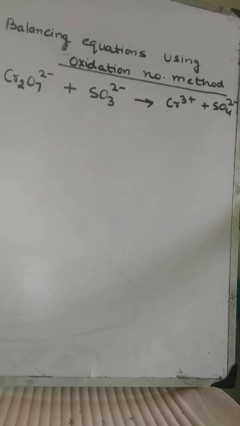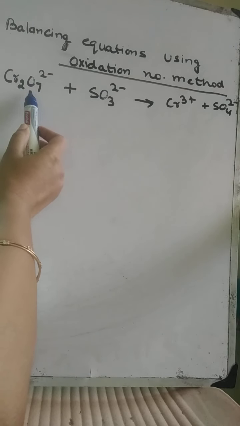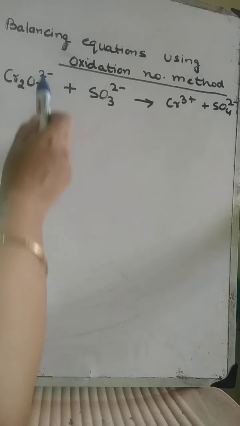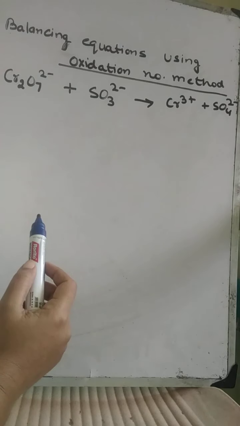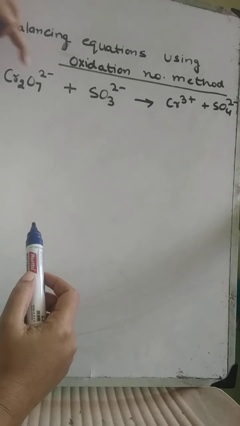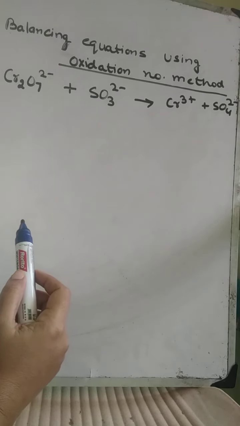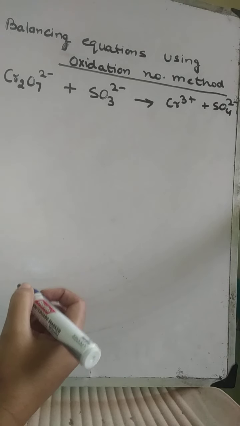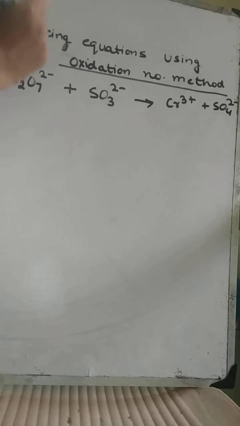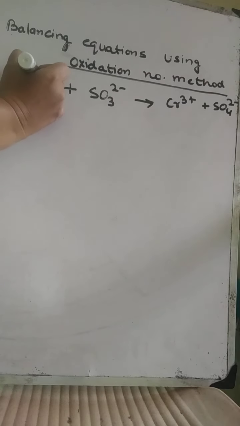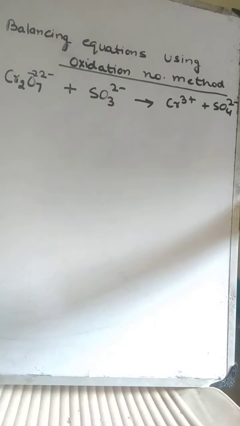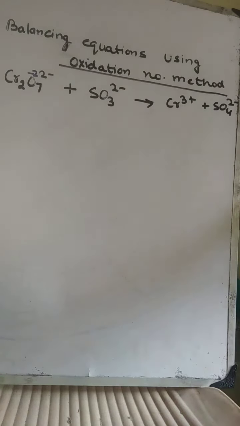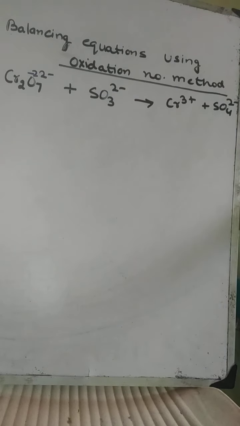Now, first thing you should always notice is that in this given equation, I have deliberately written the 2 negative a little bit away. That means the charge is on the overall compound. So the first task is to find the oxidation number of each and every given element in this compound. Oxidation number of oxygen is always -2 except in the case of peroxide.